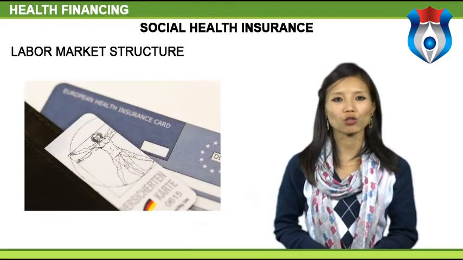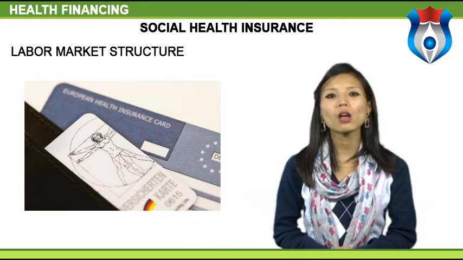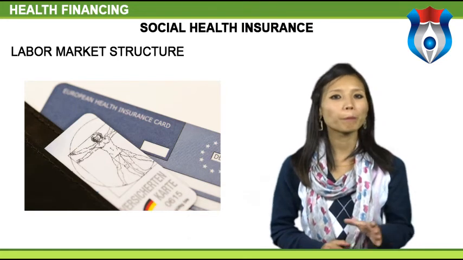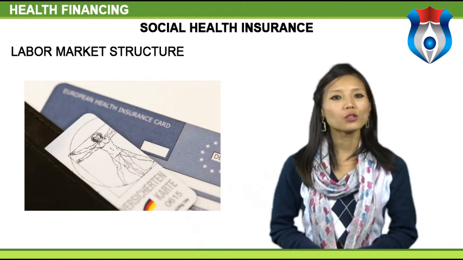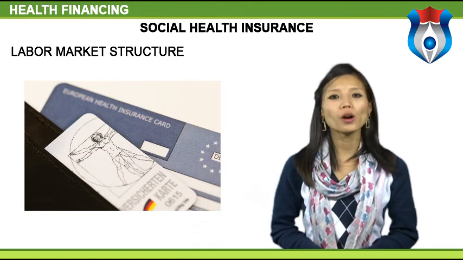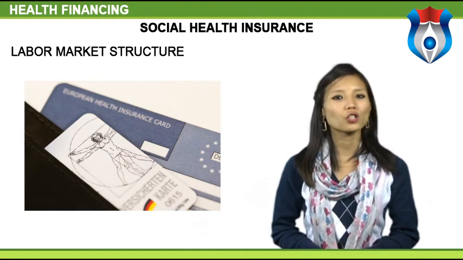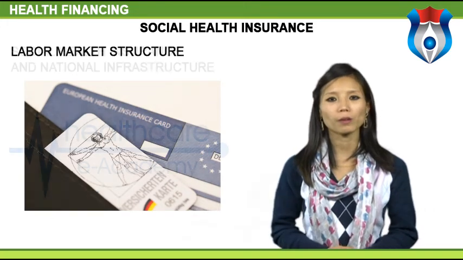Labor market structure. Social insurance for health is funded by percentage deductions from incomes or salaries, and this depends on there being an agreed measure of income. Social health insurance, therefore, works best in the context of a relatively large formal sector with a large proportion of the population working as employees, so that there is little scope for doubt about their incomes.